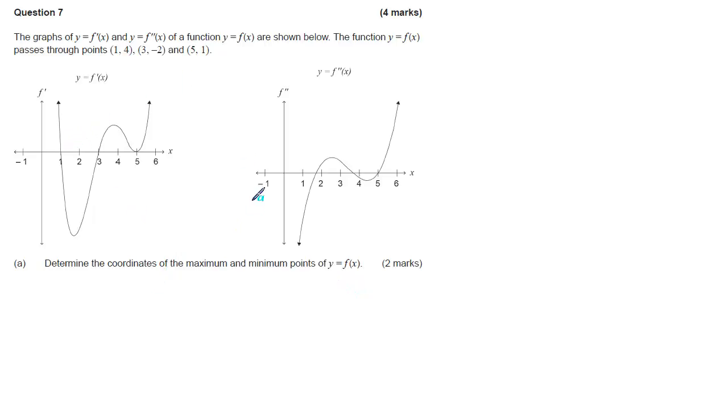Well, we know that at these turning points f dashed x will be 0, so we can see that happens here and here. And let's not worry about this one just yet. So, when x equals 1, we can see that the second derivative is negative. And that indicates a maximum. So we've got a maximum at (1, 4).